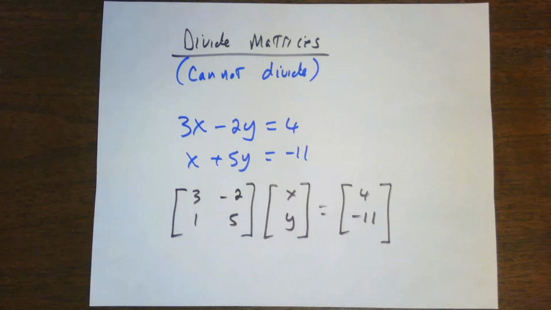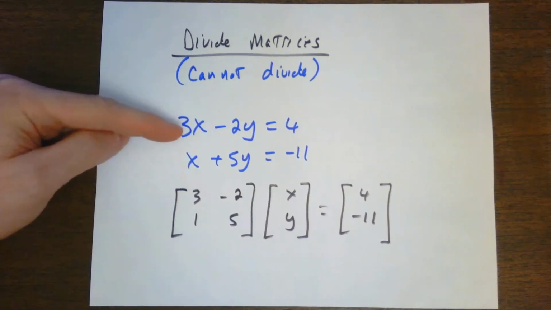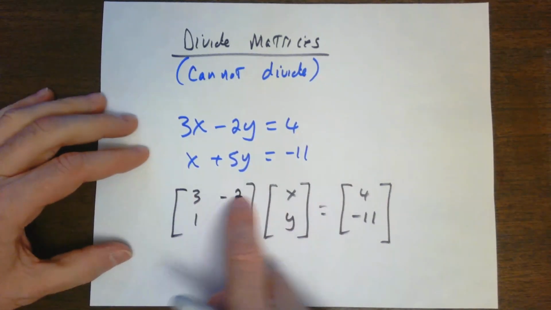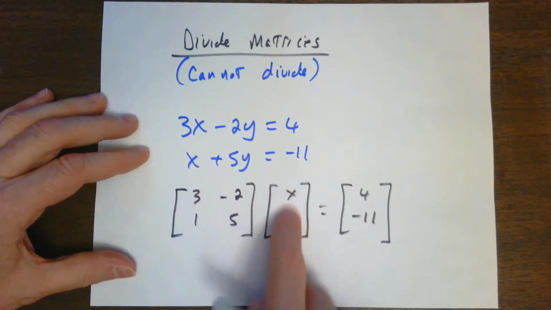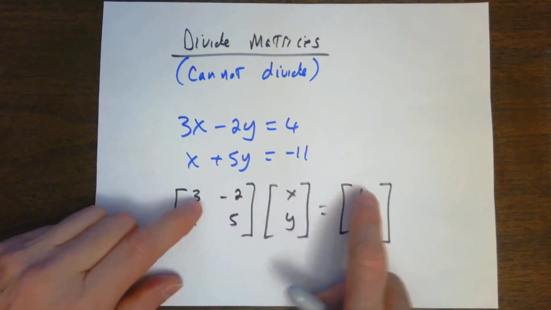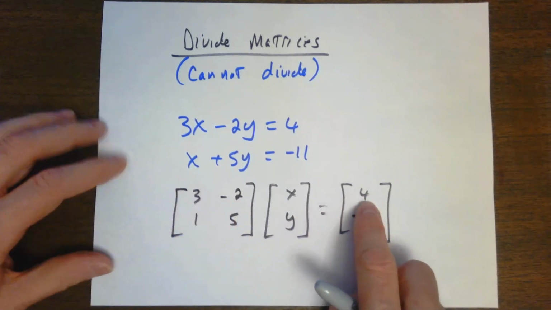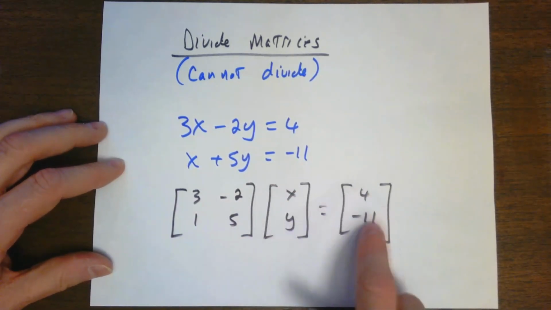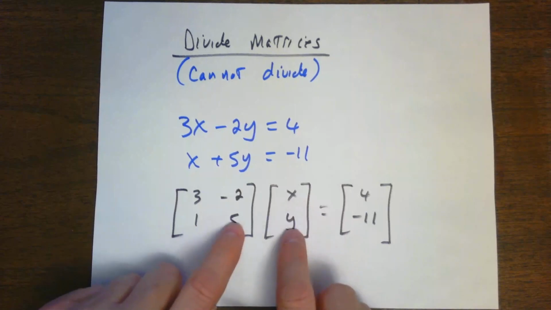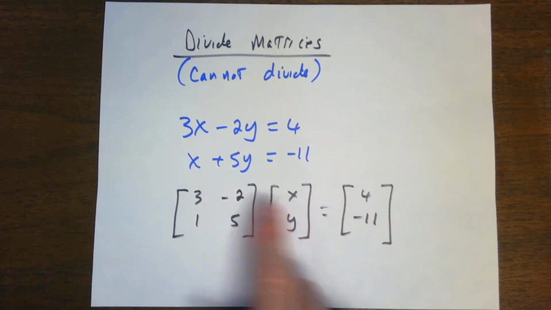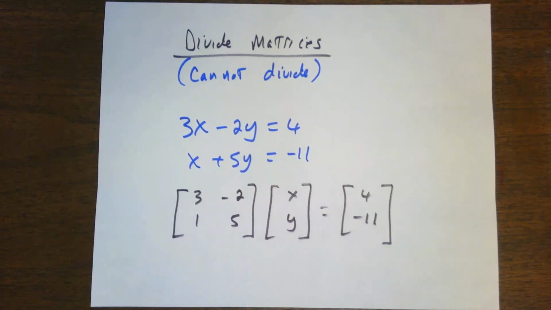So if I think row times column, 3x minus 2y is 4, 1x plus 5y is negative 11. Did you catch that? I translated this system of equations in standard form into matrix form. Row times column. First row times first column is the first row, first column entry. So 3x's and negative 2y's is 4. Second row times first column, second row, first column entry, 1x and 5y's is negative 11.